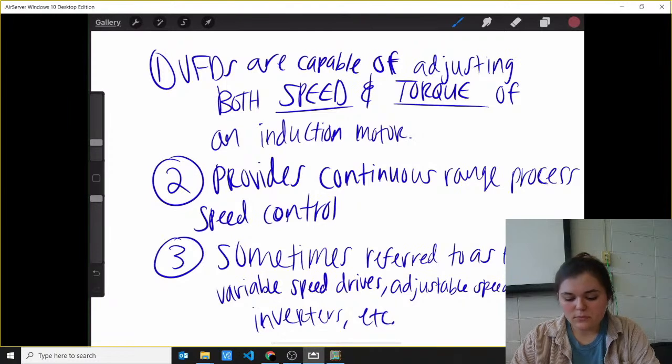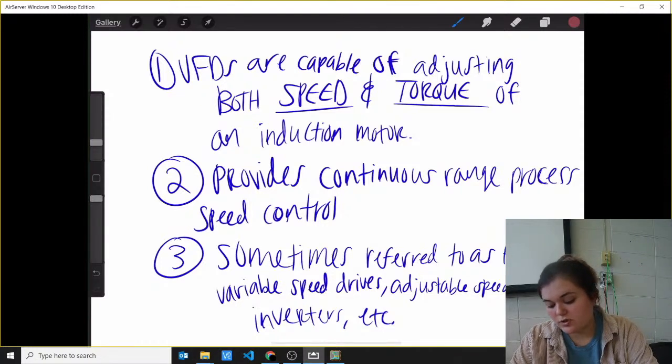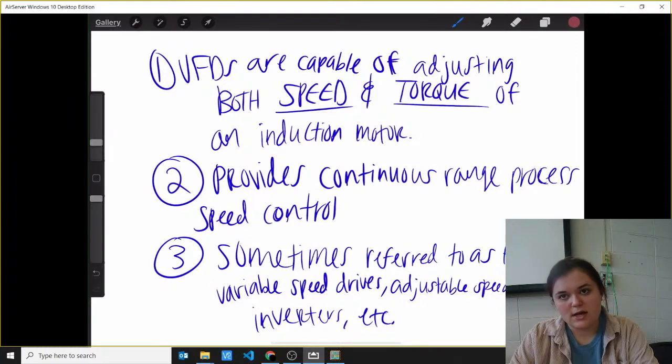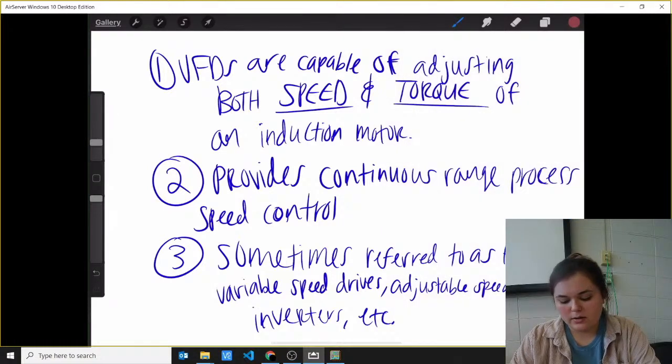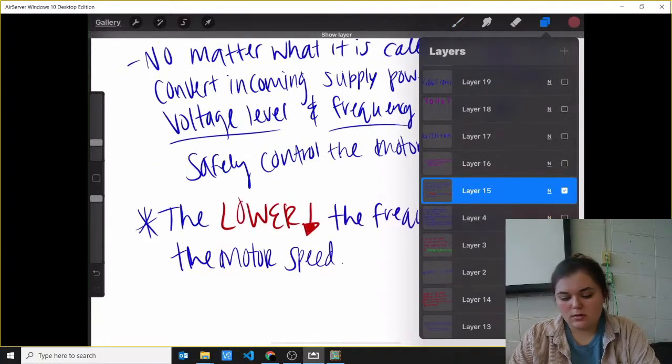It provides continuous range process speed control, and is sometimes referred to as AC motor drives, variable speed drives, adjustable speed drives, inverters, etc. So they might be called different things, but they're all VFDs. So just always remember that if they're calling it something different at your job or whatever, it could be any of those names, but they all basically do the same thing. Anything that's called electronic drive.